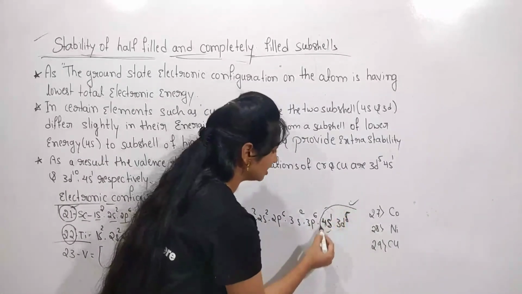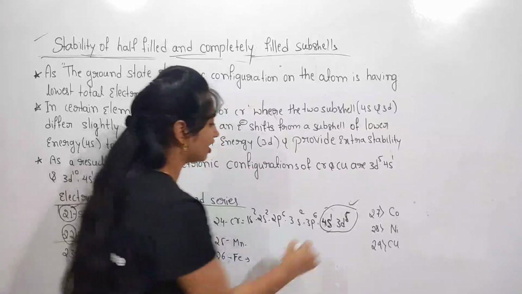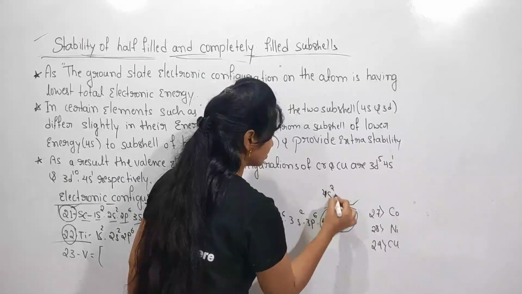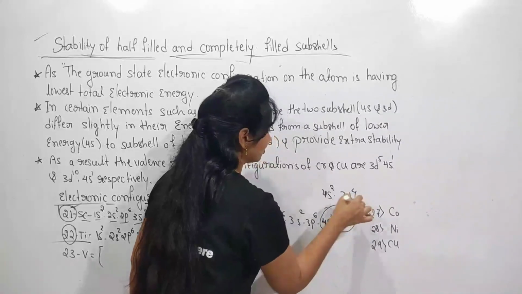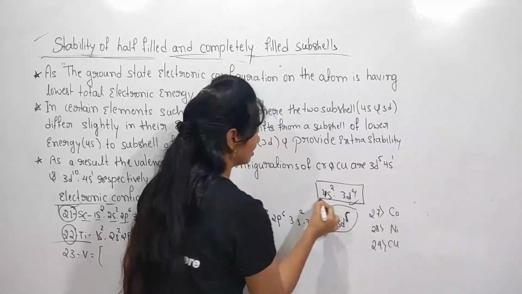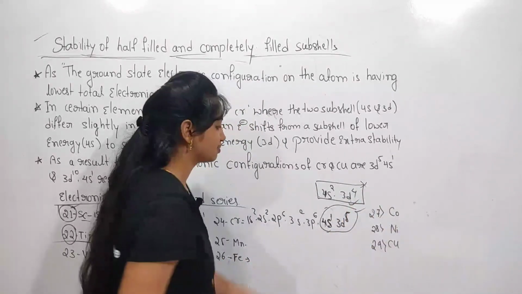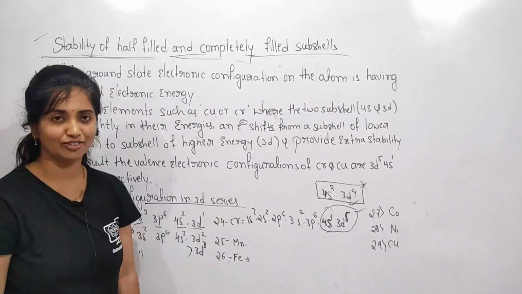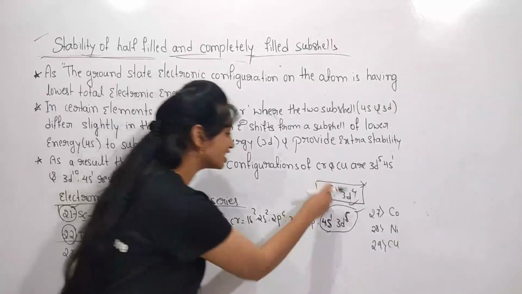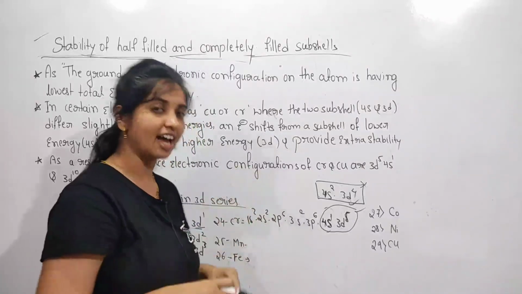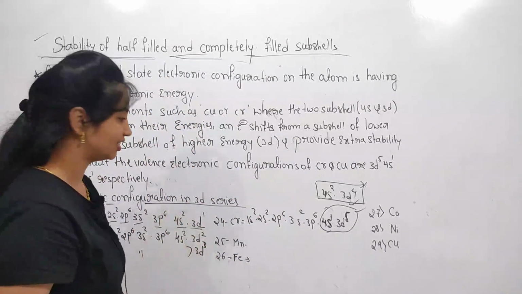Why did it happen here? Why can't we write 4s2 and 3d4? Why does this not take place, and why does this other configuration take place? This is because of the stability of an atom. So what is that stability? I will tell you later.